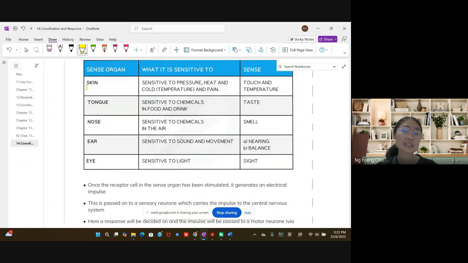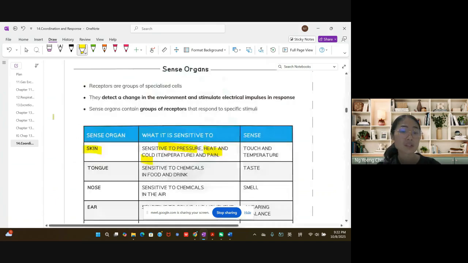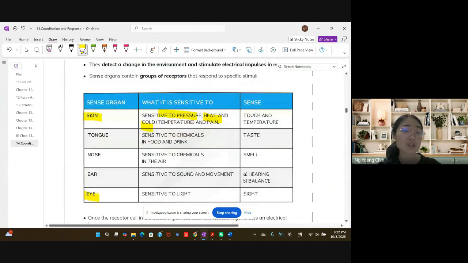We learn about skin and the eyes, that's all. We don't know about the tongue, nose, ear. Okay, but you should know about the function also. Skin is very sensitive to pressure, heat, and cold. It's because there are too many receptors located on the skin, including what? Pain receptors, thermoreceptors, mechanoreceptors. Those receptors are located on the skin.